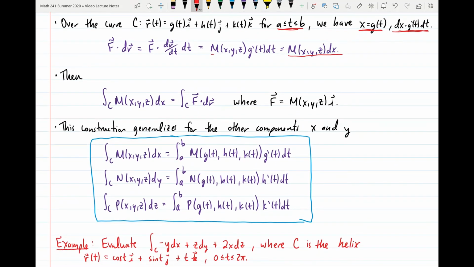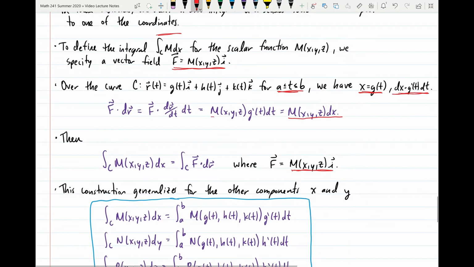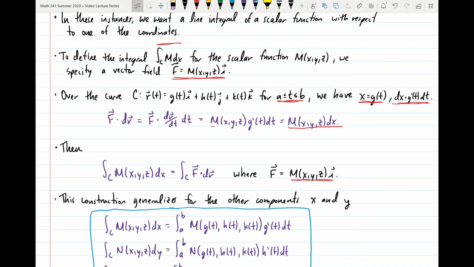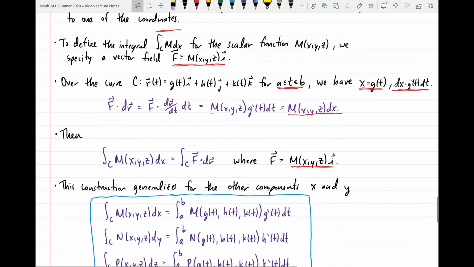So the integral of m of x, y, z with respect to x over the curve c is equal to the line integral of f over the curve c, where f is just equal to m of x, y, z i. So ultimately, the construction here is not super important. If you didn't follow the construction, that's okay. You should still be able to calculate the things below.